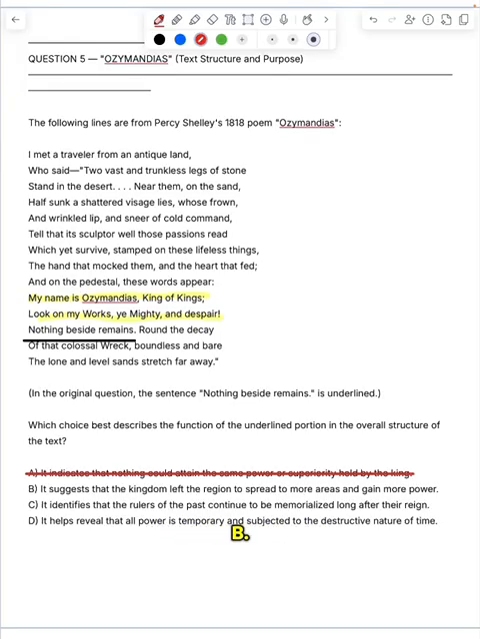So let's look at B. It suggests that the kingdom left the region to spread to more areas and gain more power. So there's no evidence for this. The poem is not showing that the kingdom expanded, it's rather showing that the kingdom fell, because everything is ruined and laying in dust and sand.